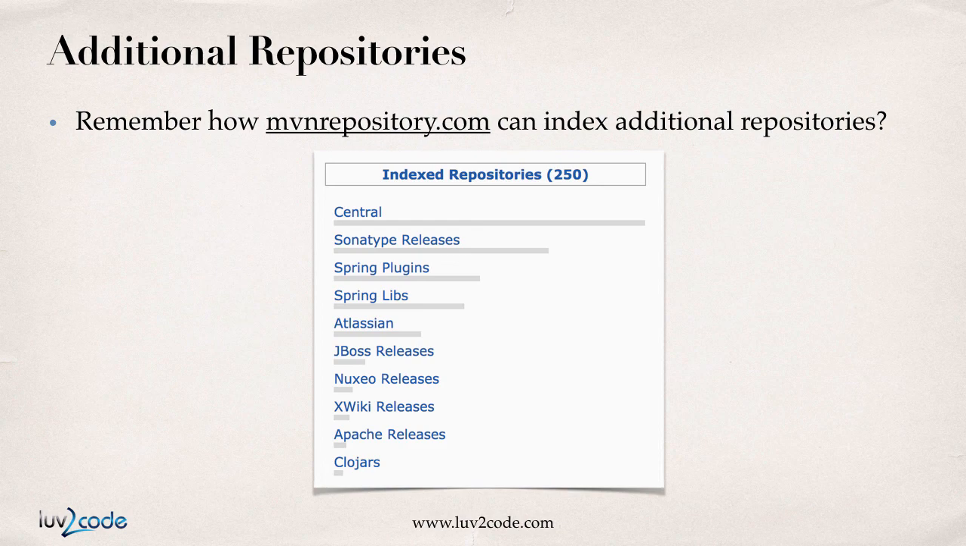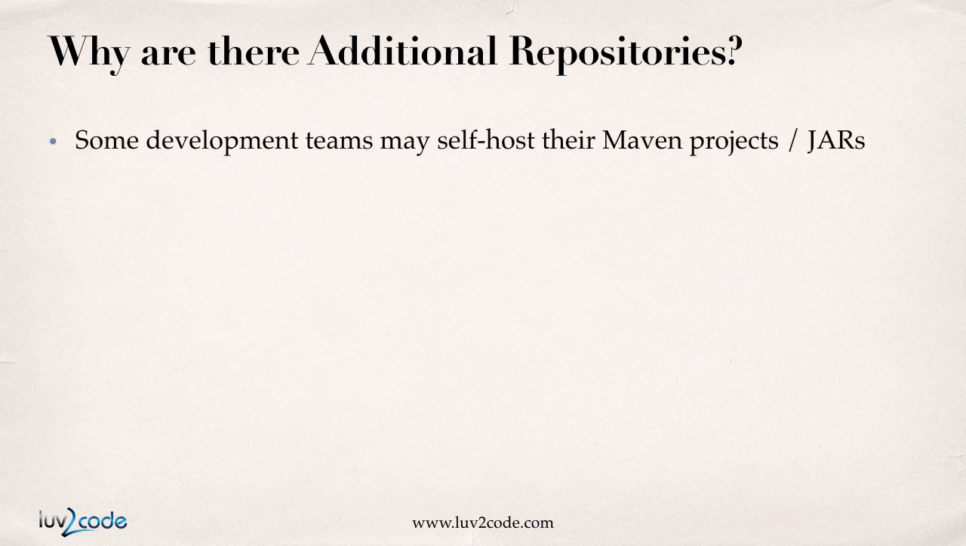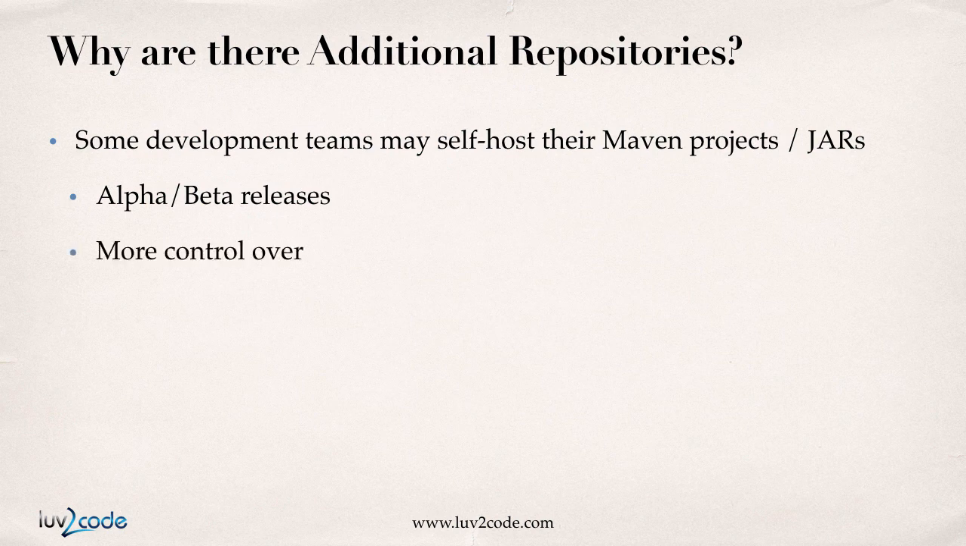Before we get into how to connect to these additional repos, you may wonder, why are there additional repos in the first place? Shouldn't there only be one? Well, some development teams may self-host their Maven projects as jar files because they may have alpha or beta releases that aren't ready for the real world, and they simply want to test them with a small group of individuals. They want to have more control over their deployments of their jar files, or they may have other reasons, maybe licensing, security, or privacy reasons, and so on. We'll talk more about privacy in some following videos.